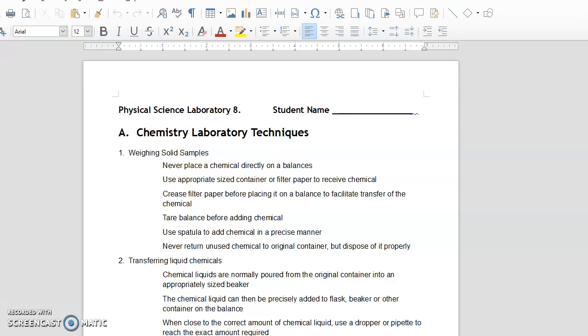Welcome to Physical Science Laboratory number 8. This will be in two sections. The first part is about chemistry laboratory techniques. These are the sorts of things that normally I'd be there demonstrating to you, how you do all these different factors or functions in the laboratory.